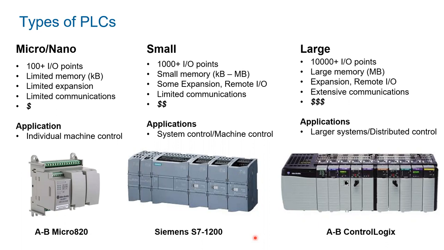So this class will start out with the micro nano. These are small and very inexpensive. Small meaning they have a small number of I/O points they can handle, so maybe 100 or so I/O points max. They have less memory on board, very limited expansion, and limited communications. There are always trade-offs. To get to a low price point, you have to give up certain things. But these are ideal for small individual machine control.